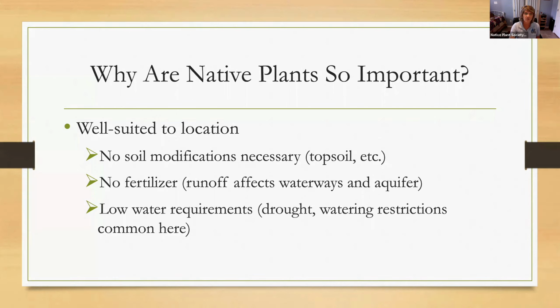Of course, your native plants have evolved here, which means they're accustomed to drought. They're fine with that. They're going to be okay when it doesn't rain for a couple of weeks. We tend to go into watering restrictions once it comes summertime, and your plants are going to be okay. They're going to get through that with minimal watering.